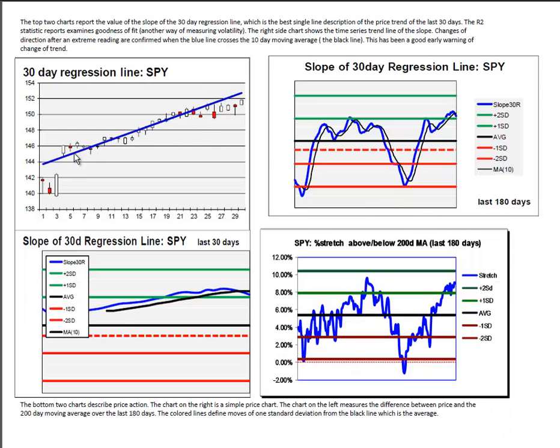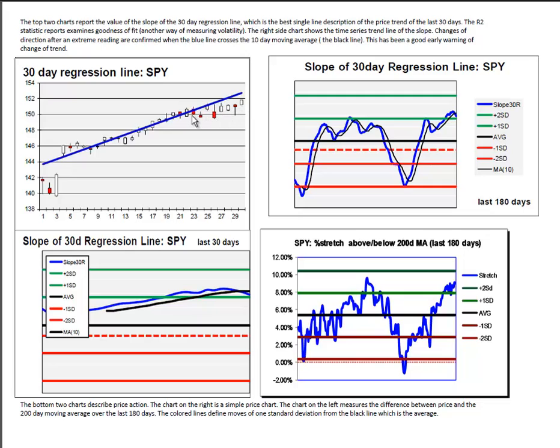Quick look at the slope of the regression line, the 30-day regression line. That's the 30 days that converts to this time series and its own 10-period moving average. When it crosses over its own 10-period moving average, out more than one standard deviation away from average, like it just did right here, that's an indication of potential weakening of the trend.